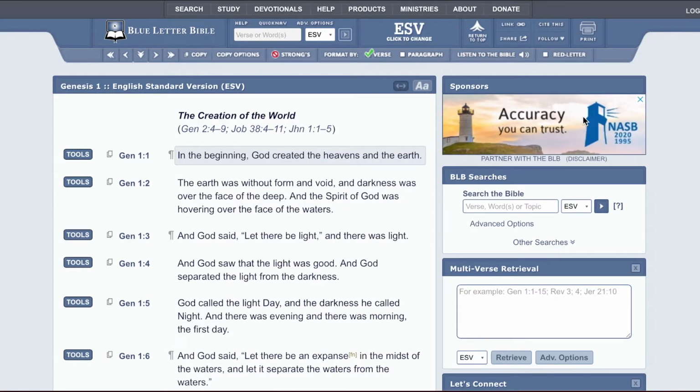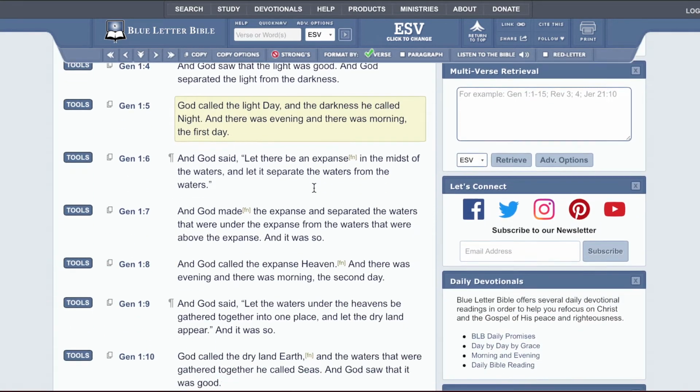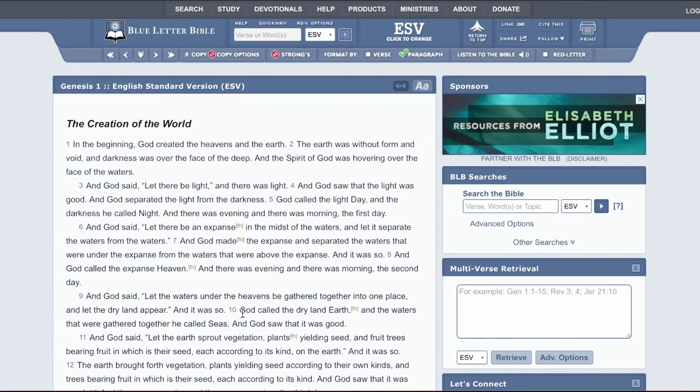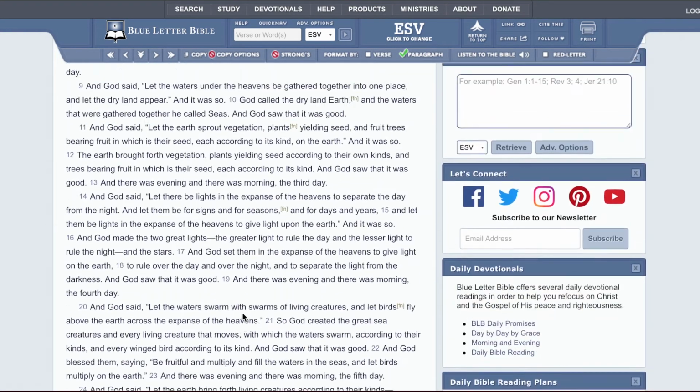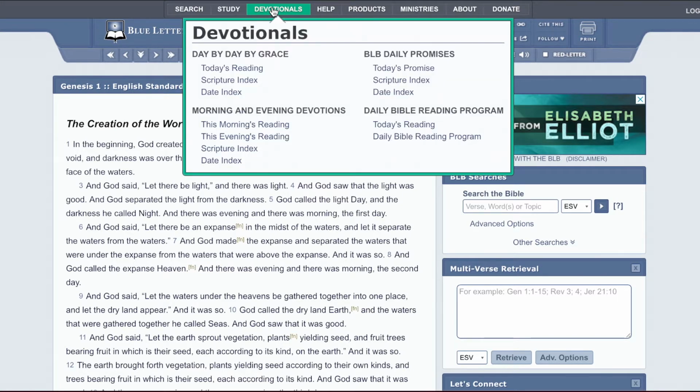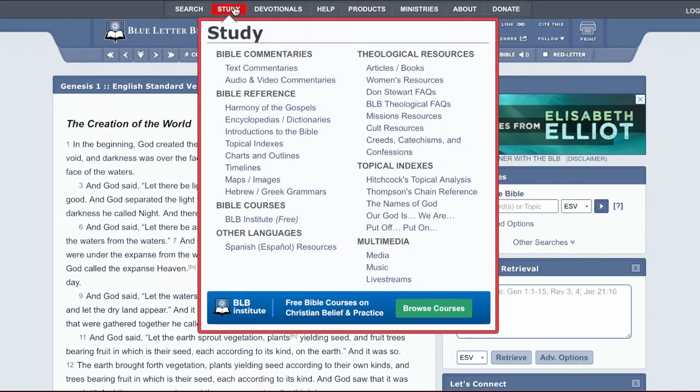Now, just a few more notes about this particular resource. Not only can you read by verse, you can also change that to paragraph form, where it looks more like the Bible you're used to seeing. You can listen to the Bible here. You can turn on and off red letter. There are devotionals that you can follow along with. There are commentaries and reference sources.